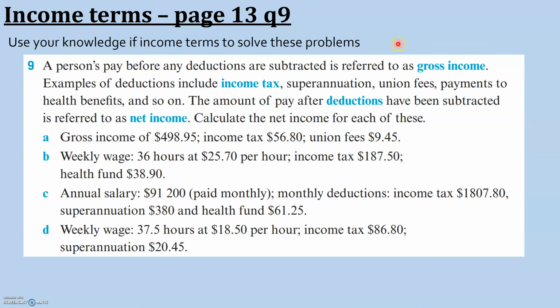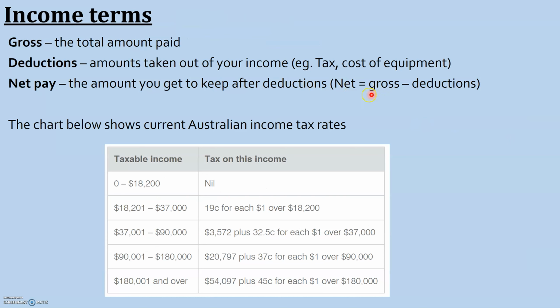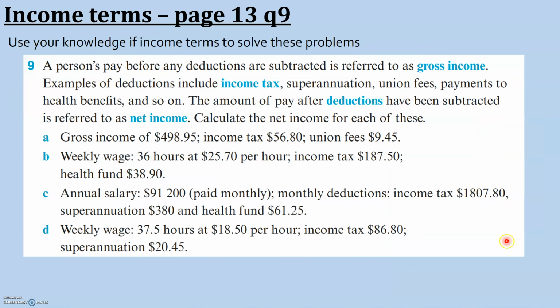All right, so use your knowledge of those terms to solve these problems. So we have someone who earns a gross income of $498.95. Some income taxes taken out, that's a deduction, and some union fees are taken out, that's another deduction. And what you have to do is calculate the net income. So remember, your net income is the gross amount minus deductions. Pause the video here and try these problems.